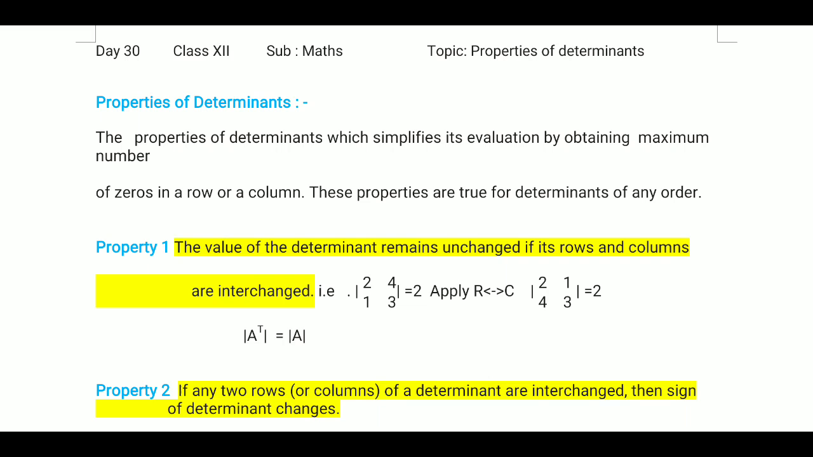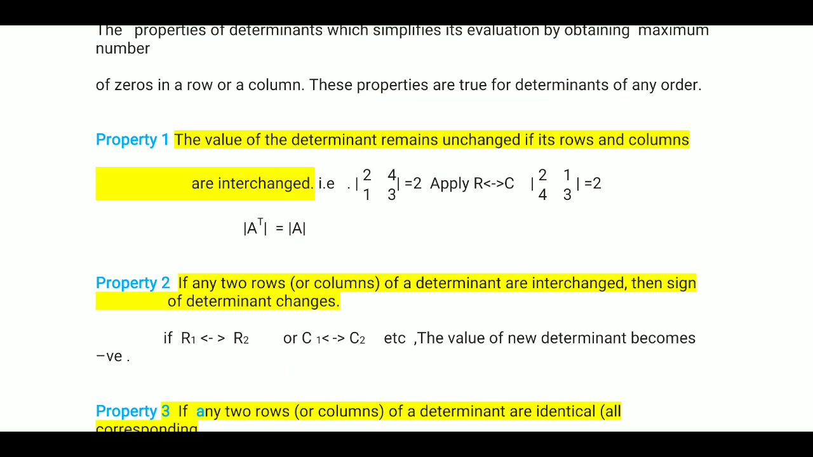It means the transpose of a matrix has the same determinant value as it has in original form. The determinant of A transpose is equal to determinant A. This is property number 1.